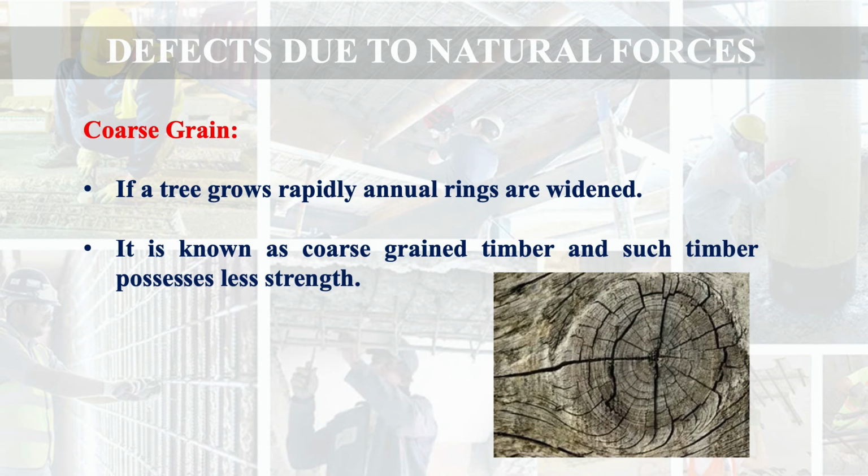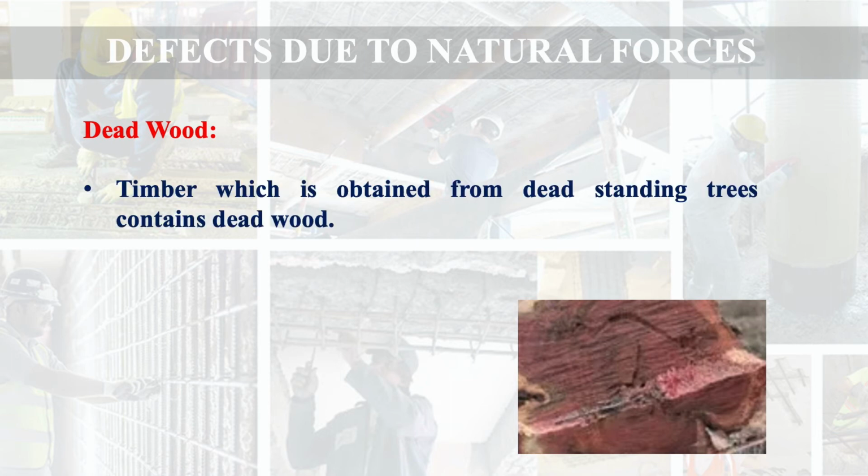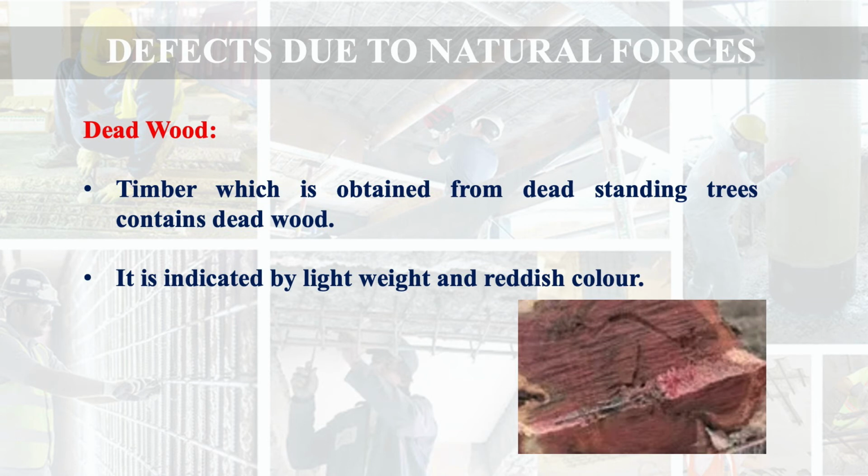Next is dead wood. Timber which is obtained from dead standing trees contain dead wood. It is indicated by light weight and reddish color. So these are the two identities. You can identify the timber which is dead wood, that it is of light weight in comparison to the healthy timber, and also the color is also reddish.